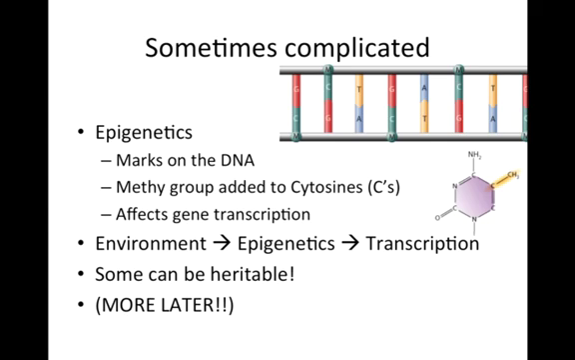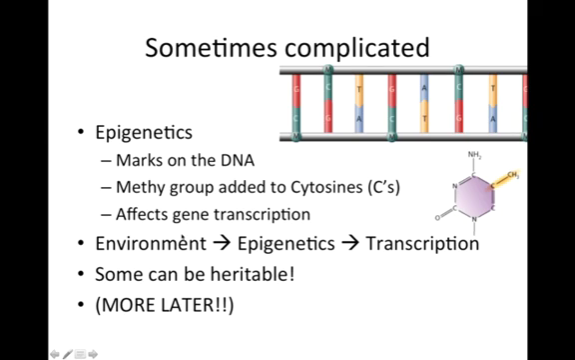A second way in which it can be complicated is the phenomenon of epigenetics. Epigenetics is when a kind of chemical mark is put on the DNA. Sorry, this should say methyl. So when methyl groups get added to cytosines, to C nucleotides. That's represented here by these little methyl groups. So you can have either a cytosine with a methyl or without a methyl. And the presence or absence of these methyl groups affects gene transcription.